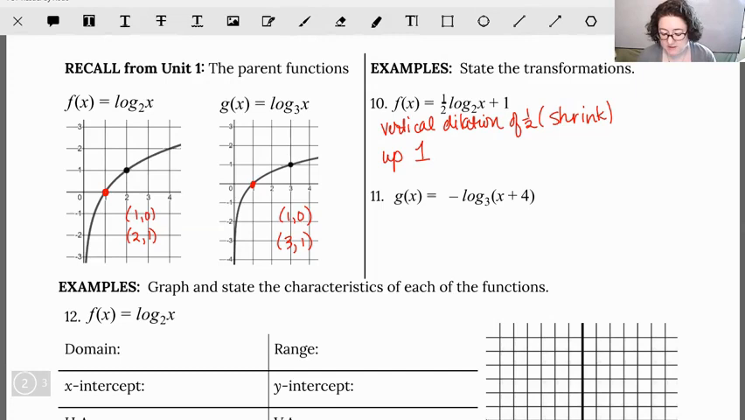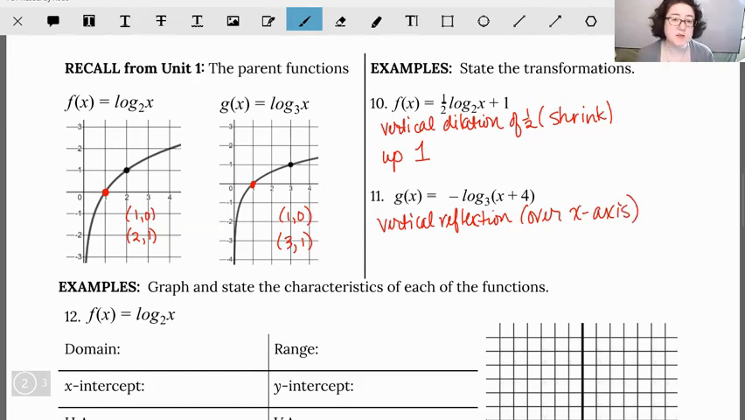Okay, number 11, g of x equals negative log base 3 of x plus 4. So the base is 3, so I'm comparing this to my second graph. What does the negative out in the front always do to any graph? It always flips it upside down. So we're going to have a vertical reflection, technically over the x-axis. And then we have a plus 4 on the inside of the function, inside the parentheses. Anytime we're inside the function, that always means we're moving left or right, and we go opposite. So plus 4 means we move left 4.